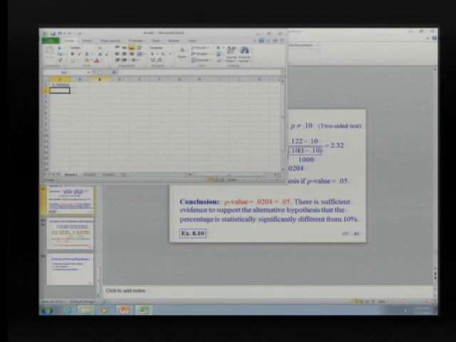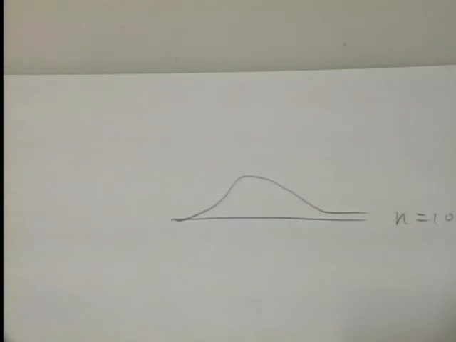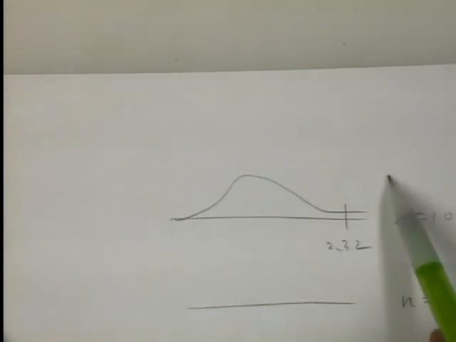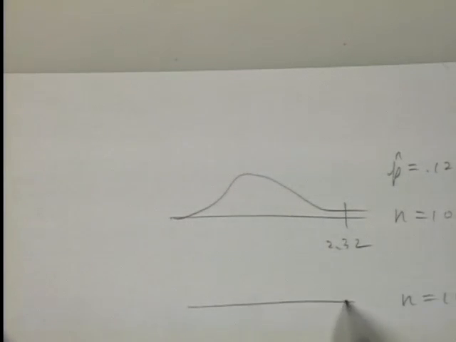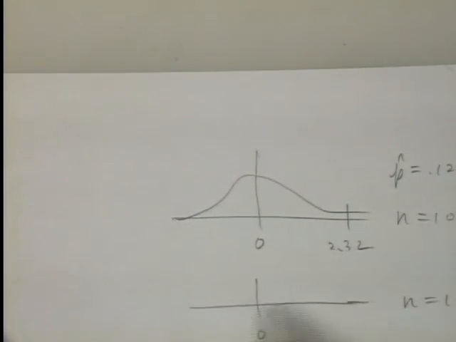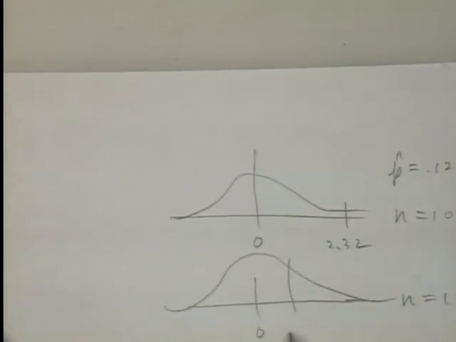Let me draw a picture. Okay, let me show you this. Earlier, when we had sample size 1,000, we got a z-score of 2.32, right? When we have sample size 100, this is based on the proportion of 0.122, right? It becomes 0.733.